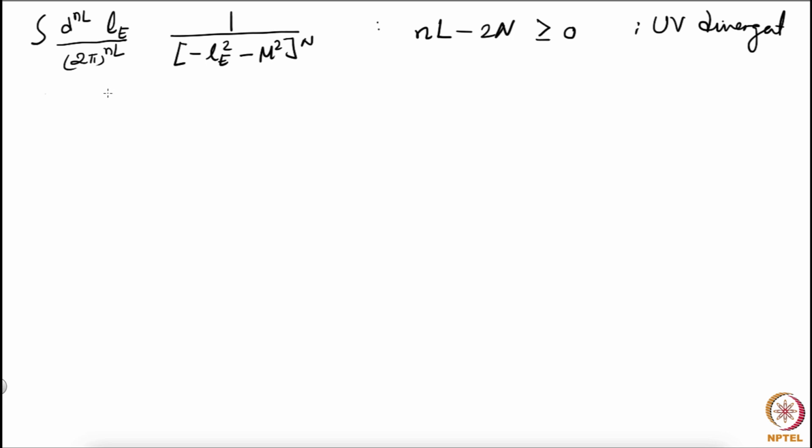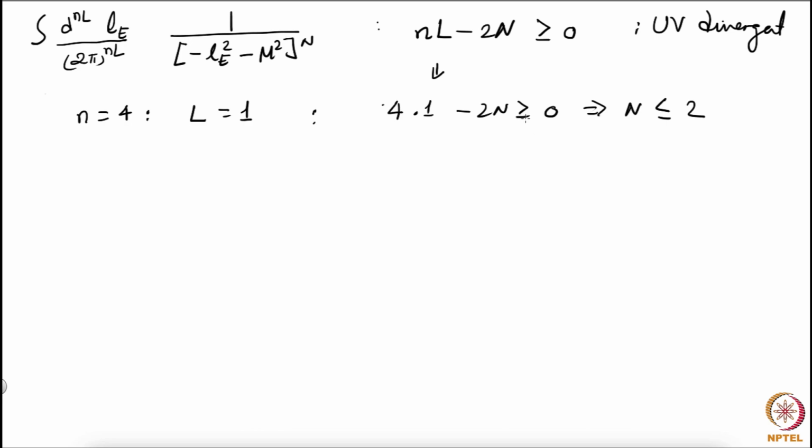Okay, so let's look at n equal to 4, meaning 4-dimensional space, which is our space, and L is equal to 1. So 1 propagator. So this condition says that, with n is 4 and L is 1, 4 minus 2N should be greater than or equal to 0. Okay, which means that N should be less than or equal to 2. And what was N? Capital N was the number of propagators.